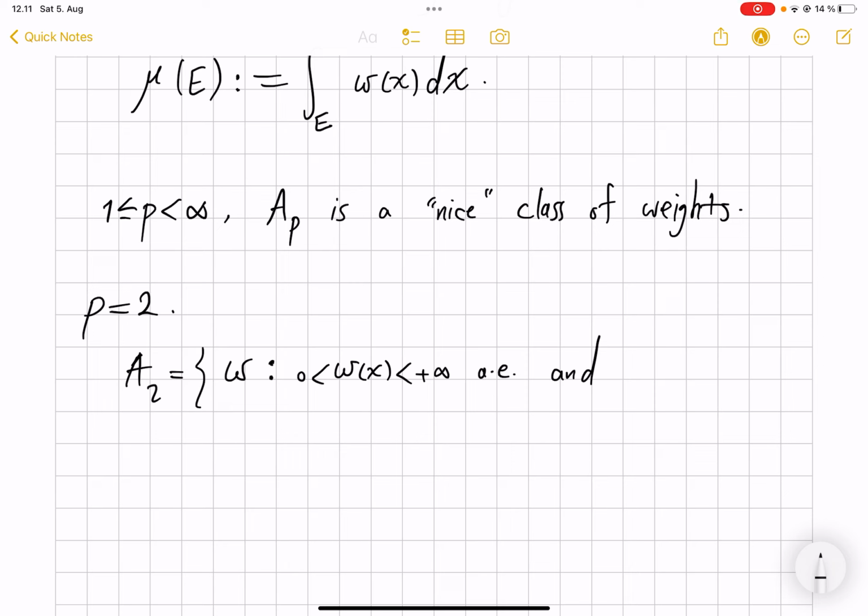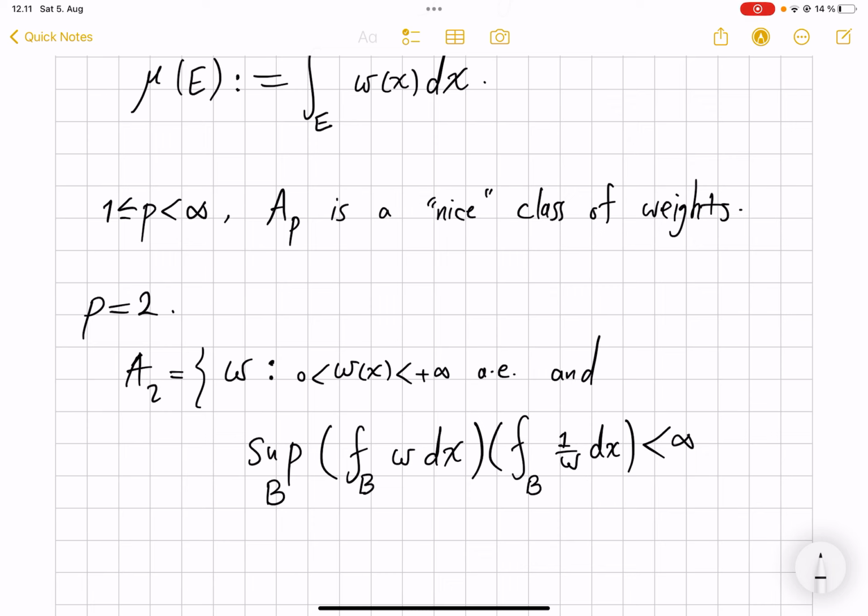And the more important condition is that the integral average of omega against Lebesgue measure over a ball, times the integral average of 1 over omega over the same ball, remains bounded independent of the ball. So if you take the supremum of this quantity over all balls, all centers, all radii in Rn, this remains bounded. And this supremum sometimes is given a name, which is the A2 constant of that weight.